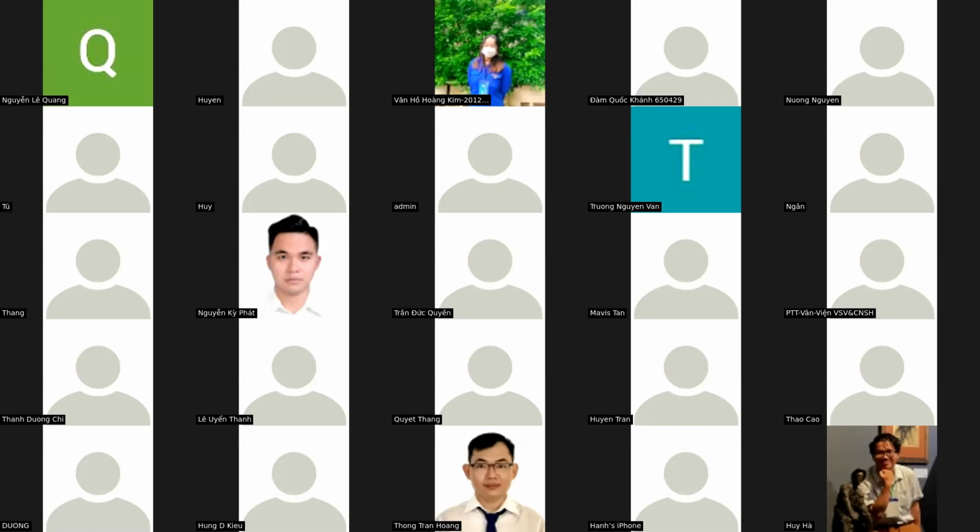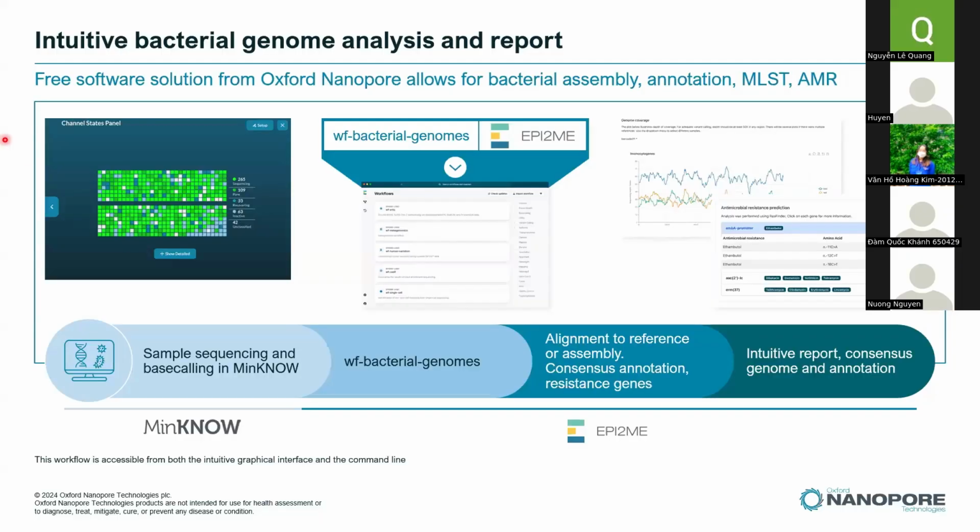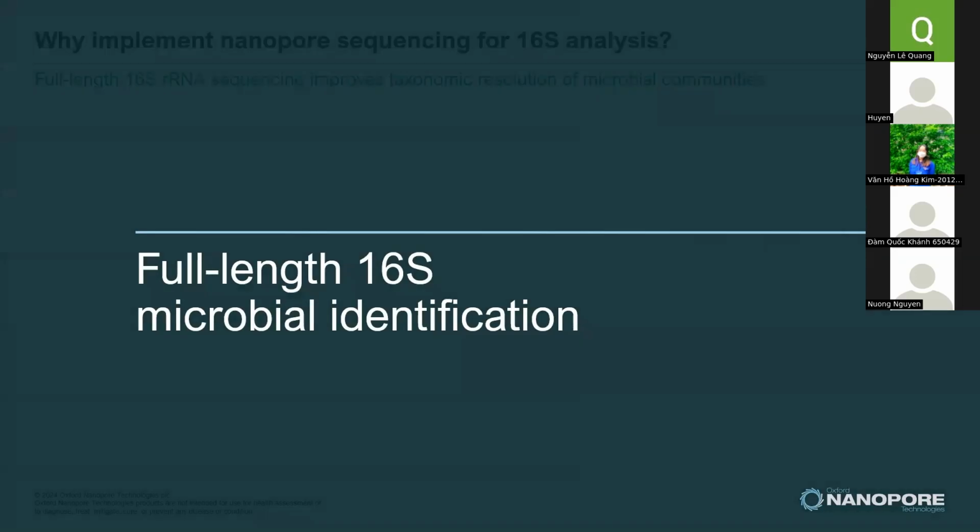Mavis, please re-share your slide. So she is asking that the idea of using the Oxford method to reduce the time is very good. She just wants to ask whether it is possible to apply in a clinical setup in Vietnam. Which slide? The last slide, about using the Oxford Nanopore to detect the bacteria as well as the AMR for lung infectious disease.